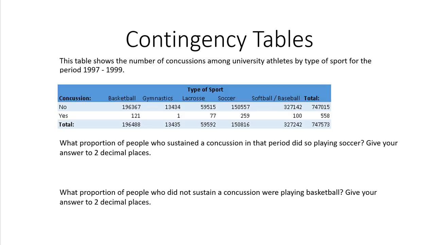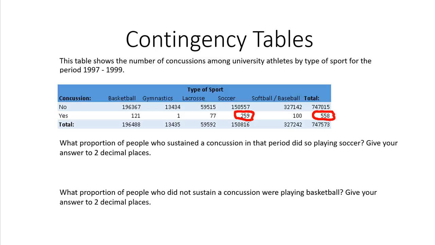The important thing about using contingency tables is knowing which cells to look at. For example, what proportion of people who sustained a concussion in that period did so playing soccer? To answer this question, we're going to need to get two numbers from the table. First of all, the number of people who sustained a concussion. And secondly, the number of people who got a concussion while playing soccer.